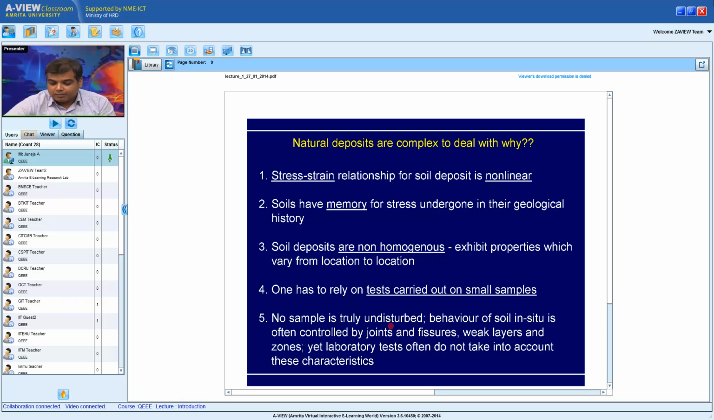Lastly, we collect samples which we call undisturbed samples, and to be true, in nature, no sample is truly undisturbed. Despite saying that, we are not able to capture the joints, fissures, and weak layers in the soil, which you will not be able to capture when you extract small chunks of soil sample from the ground for laboratory test.